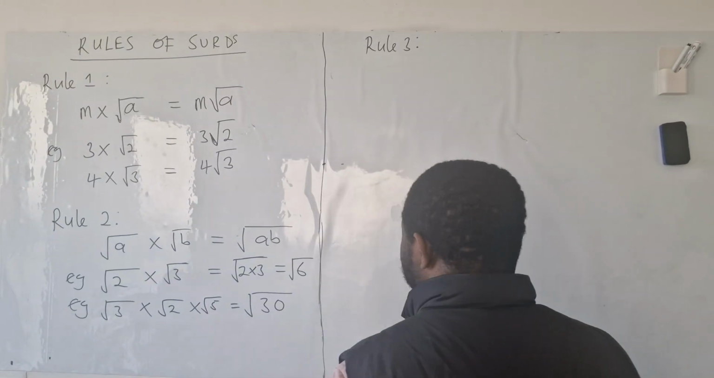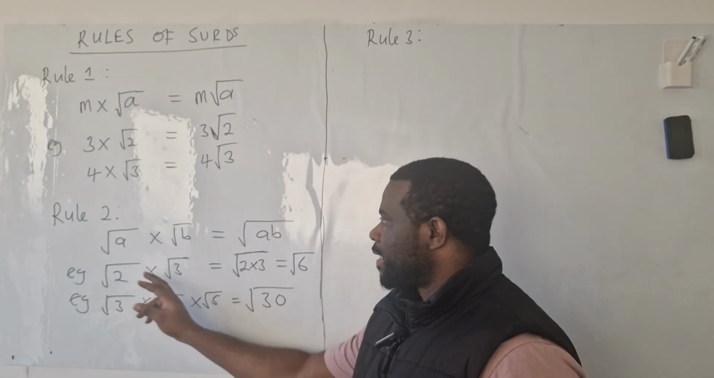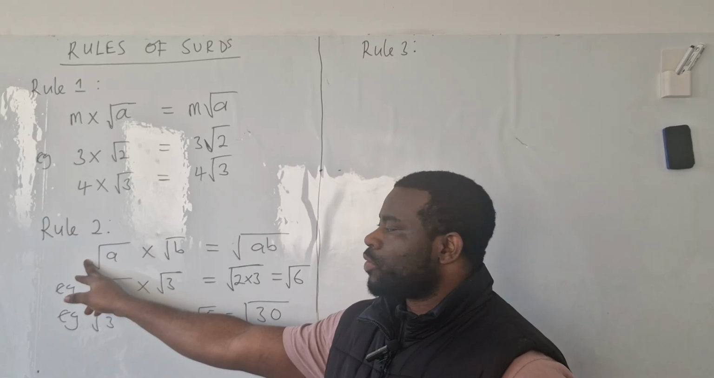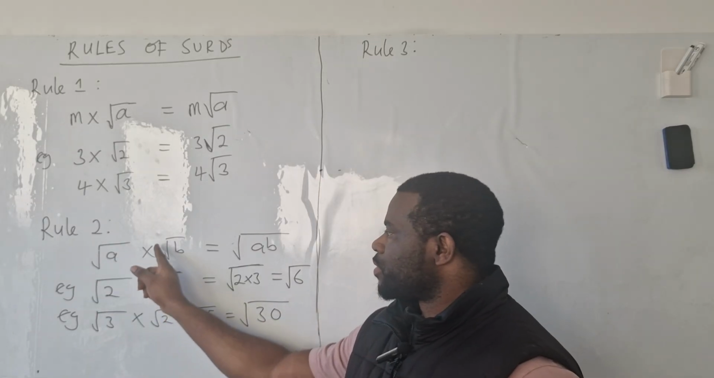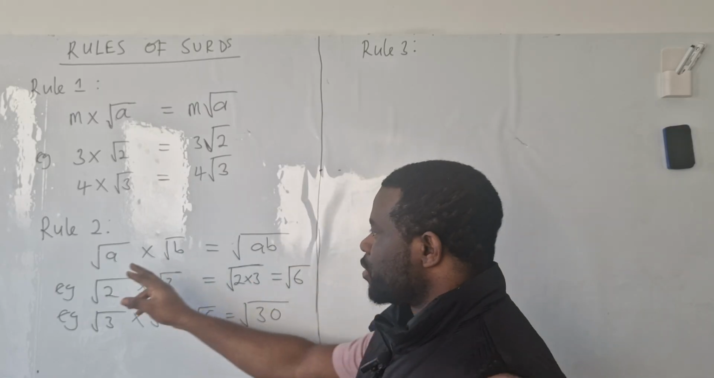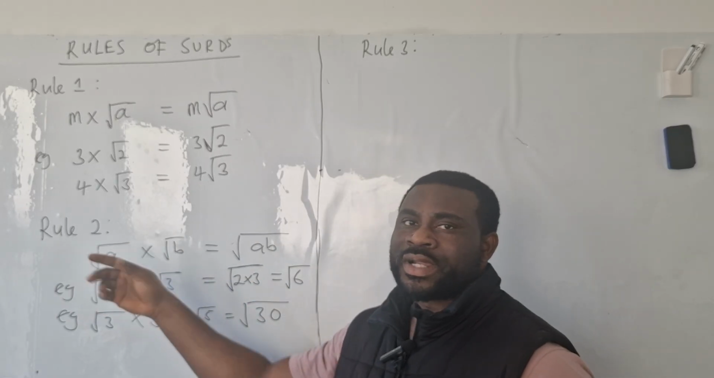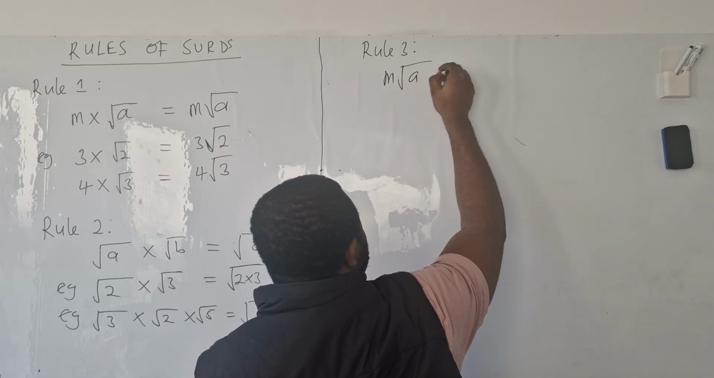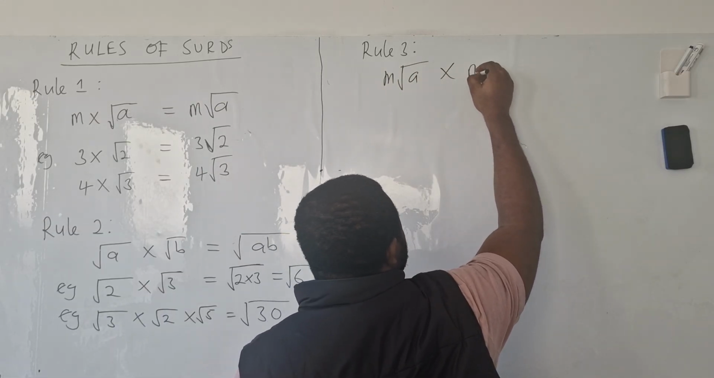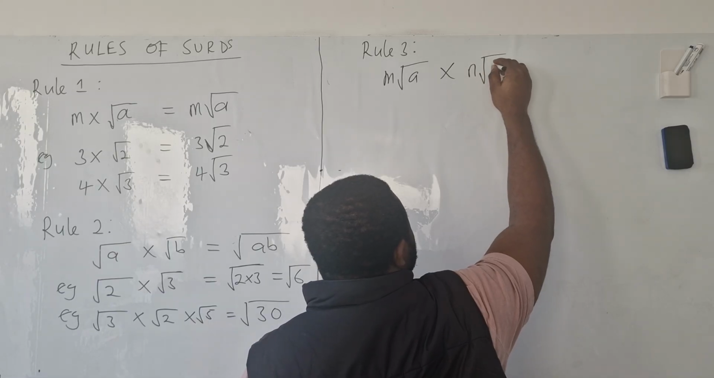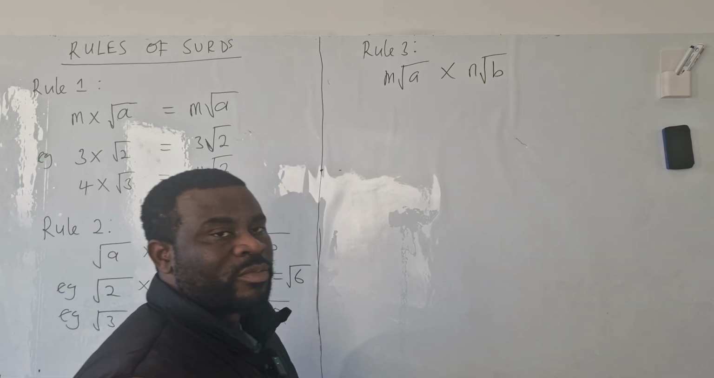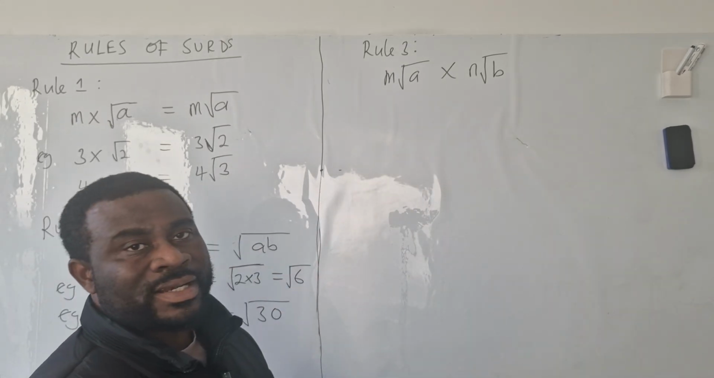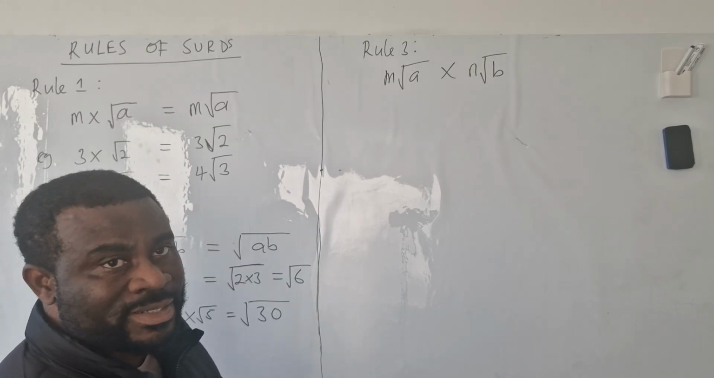Now let's look at our third rule. For the second rule, we realize that the coefficient of the surd was 1 each. The coefficient of root a was 1 here, the coefficient of b was also 1 here. This time around, we are looking at a case whereby the coefficient of the surd is more than 1. So we have m root a multiplying n root b. It's still multiplication of unlike surds, but this time the coefficient is not 1. It's any number other than 1. So how do you multiply such surds together?